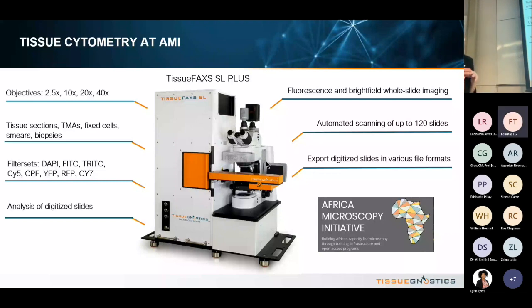You can export these digitized slides in a lot of different file formats. You can export it as OME-TIFF, in TissueFax format, as JPEG, PNG. And this is important because we are a very open platform, so you can export it in any file format. And if you do not have time to analyze your samples here, you can also analyze them theoretically with Fiji, with QuPath, or with any other image analysis software.